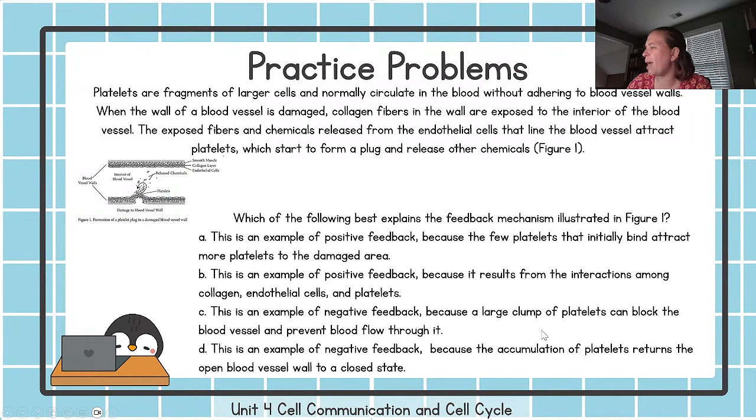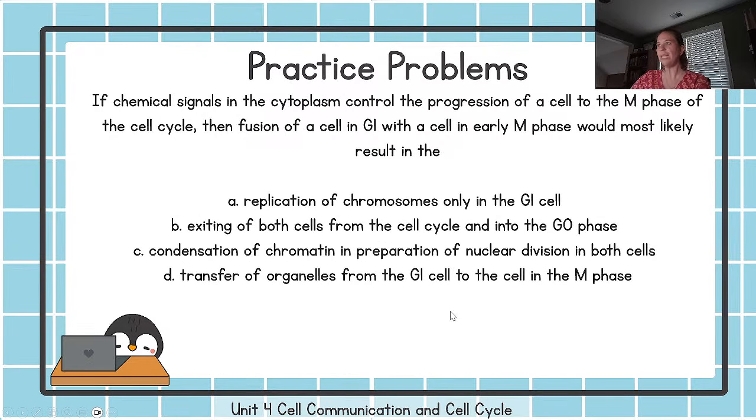This is an example of negative feedback because a large clump of platelets can block the blood vessel and prevent blood from flowing through it. Yeah, like we do have a clump of those, but there's no feedback taking place because the platelets are like communicating to form that plug. And the feedback that we're seeing is the making of that plug. So I don't really like C either. D, this is an example of negative feedback because the accumulation of platelets returns the open blood vessel to the closed state. You're right, we are seeing that we're closing it back up, but that's not really what's allowing it. Like, how did I get to the accumulation of platelets? So our appropriate answer here is A, and a lot of y'all said that in the chat, so great job, y'all. And now our last question.